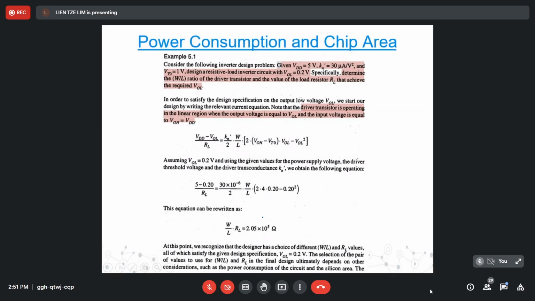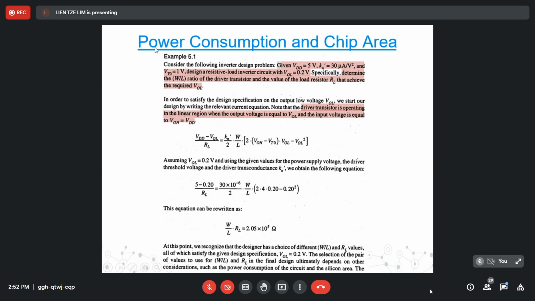Okay, there is another example, about the design of this resistive load inverter. I took these examples from one of the reference books. You see the question given here.